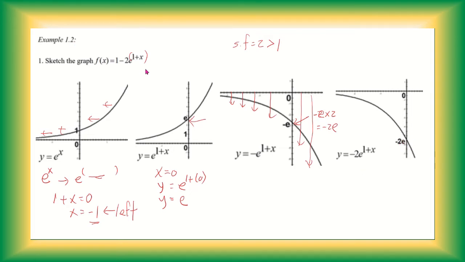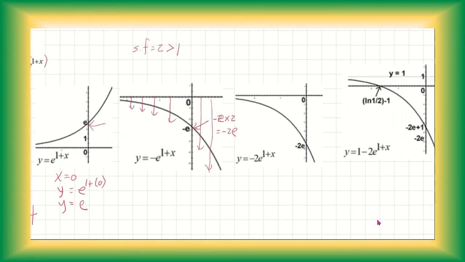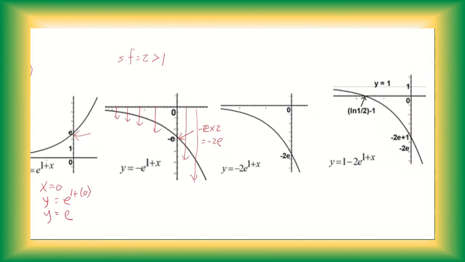So after the enlargement, there is the translation. Now you can see that it is a positive 1. For transformation, positive 1 is going up, negative 1 is going down. Since it is a positive 1, we need to shift the whole curve 1 unit upwards. So after shifting 1 unit upward, the curve is like this.